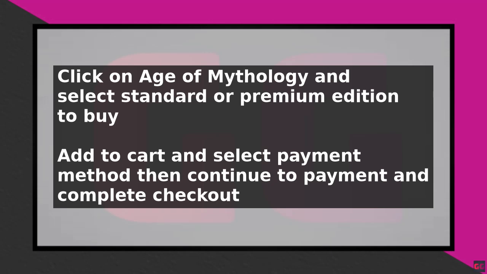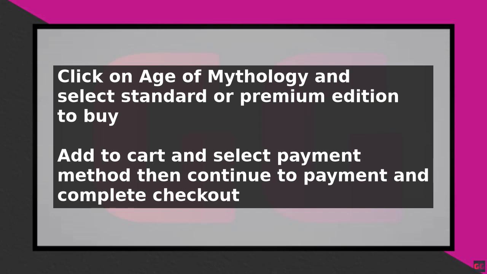Click on it, and then scroll down until you see Buy Age of Mythology Retold. You have two options, the Standard or the Premium Edition. Pick one you like, then press Add to Cart, and select if you want to buy for yourself or as a gift. Select your payment method from the drop-down menu, and then continue to payment, and complete the checkout process. Pay for the game, and buy it.